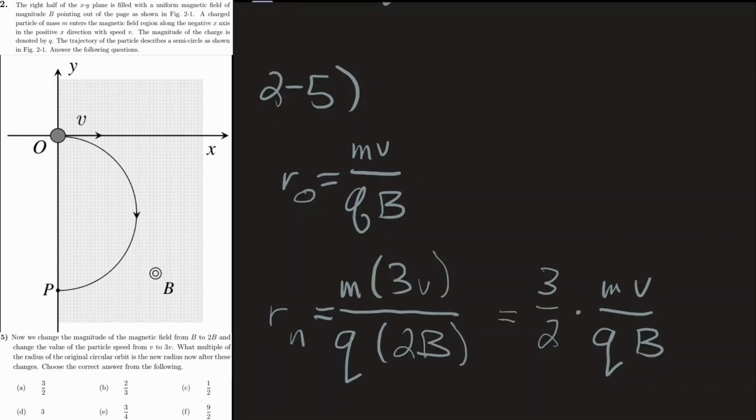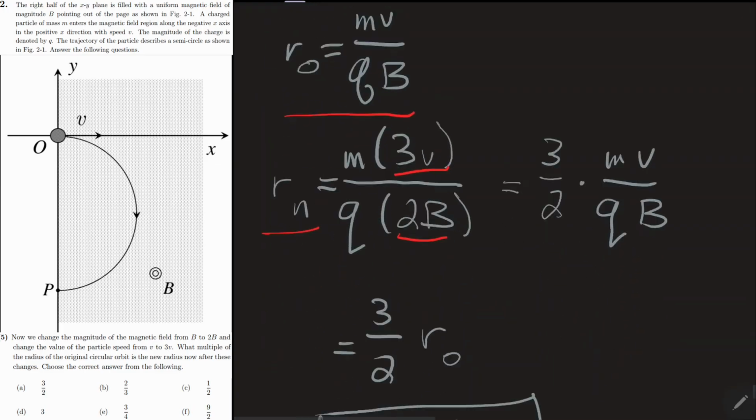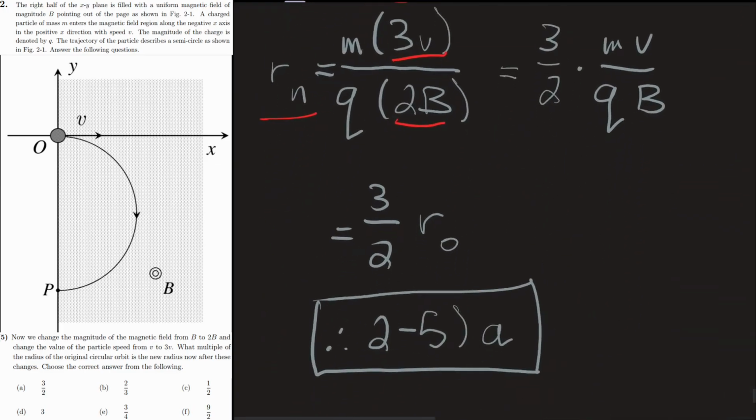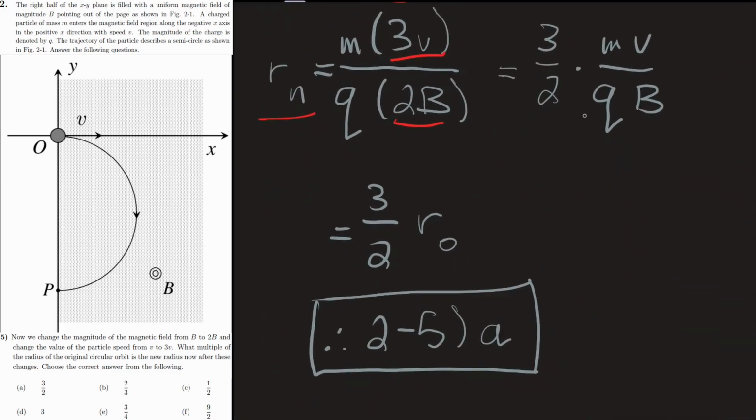So for this, we need to take the radius we originally found and modify it based on the numbers the question gives. So here is the original radius, which I labeled as r sub o, with o for original. Now we find the new radius, r sub n for new, where the velocity is multiplied by 3 and the magnetic field by 2. Take those numbers out, and we find that this just equals 3 over 2 times the original radius, since this right here is just equal to r sub o. And so the correct answer is A.